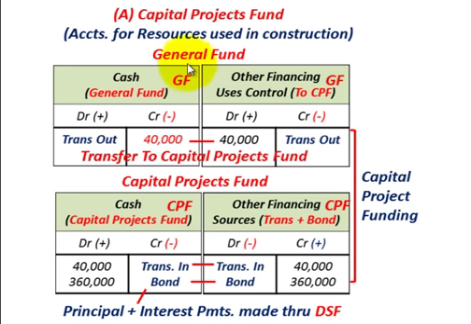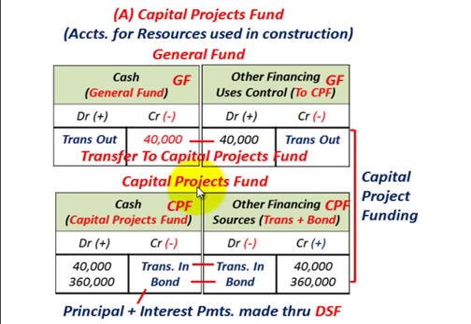So for our general fund, for that transfer of the cash to our Capital Projects Fund, we would take our cash account, again in our general fund, and we're going to transfer it out. We're going to credit cash for $40,000, and then we're going to go over to our other financing uses control account, where we're going to use that cash and transfer it to our capital projects. So we're going to debit our other financing uses control account for $40,000 for the transfer out.